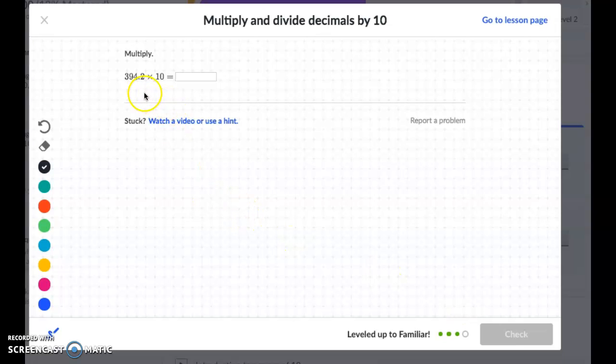Okay, and then again, multiplying by 10, so I'm going to take that decimal and shift it 1 place over. So my answer is going to be 3942. And then you can put the decimal point in or you can just leave it out at this point.